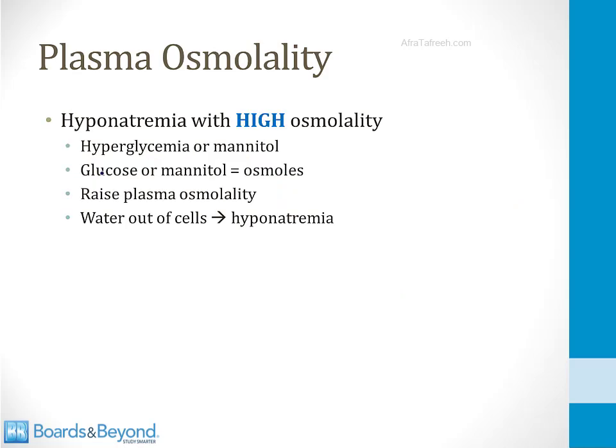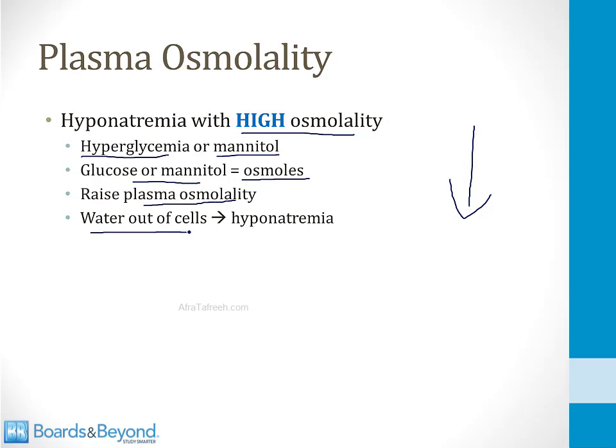So like I told you before, in a patient who is hyponatremic, you should have a low plasma osmolality. However, there are a couple of situations where you can have hyponatremia with a high plasma osmolality. Let's talk about what those are. So this can occur in hyperglycemia or in patients who have received the osmotic diuretic mannitol. Both glucose and mannitol are powerful osmols, so they can raise the plasma osmolality. When they do this, they will draw water out of cells and dilute the sodium levels so that you will develop hyponatremia.